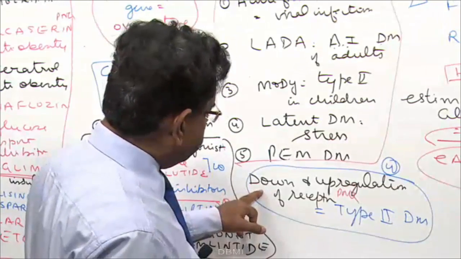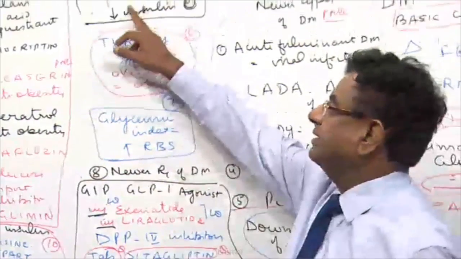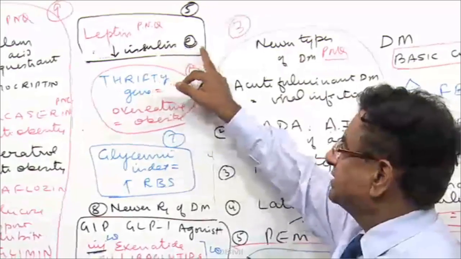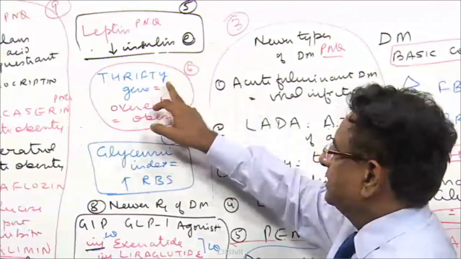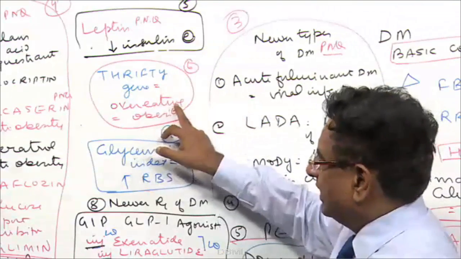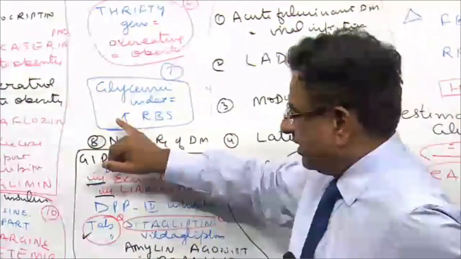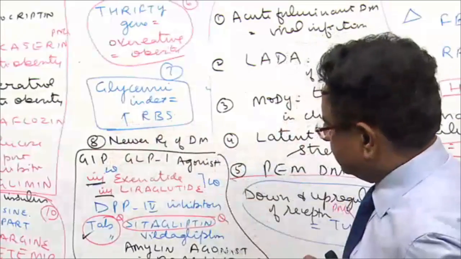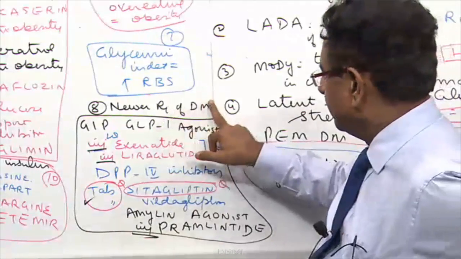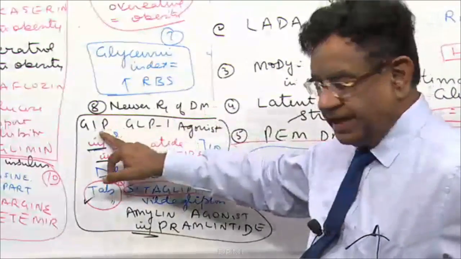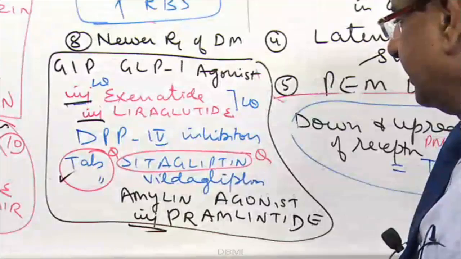Down regulation of receptors is seen in type 2 diabetes. Leptin is the one which reduces insulin resistance in our body. Thrifty gene theory is meant for overeating or obesity. Glycemic index is the ability of any food to increase the blood sugar the fastest. Newer treatment of diabetes: GIP, GLP-1 agonists are injections exenatide and liraglutide.